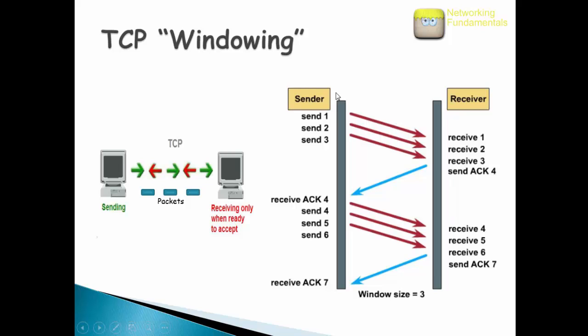So for example, the sender sends packets 1, 2 and 3 out to the receiver. The receiver says, okay, I've gotten 1, 2 and 3. I'm going to send back an acknowledgement to say I've received packets 1, 2 and 3, send me packet 4. Then the sender says, okay, here are packets 4, 5 and 6. Then the receiver says, I've received 4, 5 and 6, now I want packet 7, and so on.